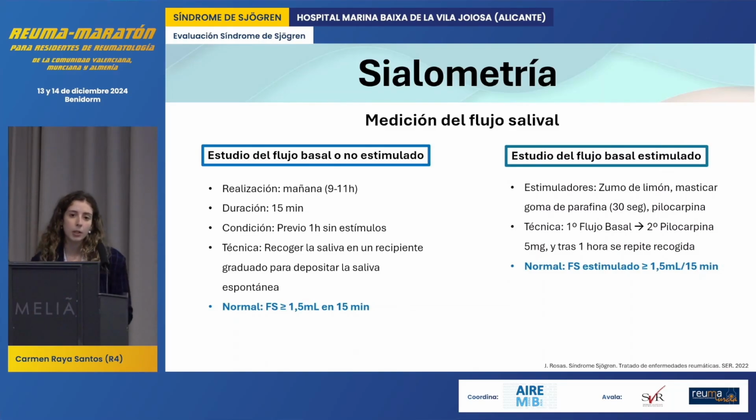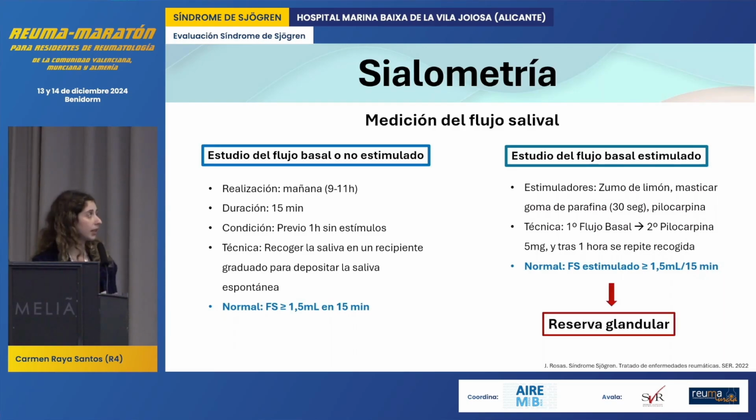Here we use stimulants such as lemon juice, paraffin gum, which is chewed for 30 seconds, and medications, especially pilocarpine. Here I've provided an example using pilocarpine. First, we would collect the basal flow, as I explained earlier. Then we would administer the pilocarpine, wait for an hour, and collect the saliva again, now stimulated. A result is considered normal if it is equal to or greater than 1.5 milliliters in 15 minutes.